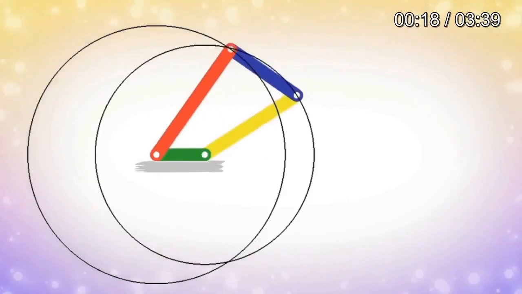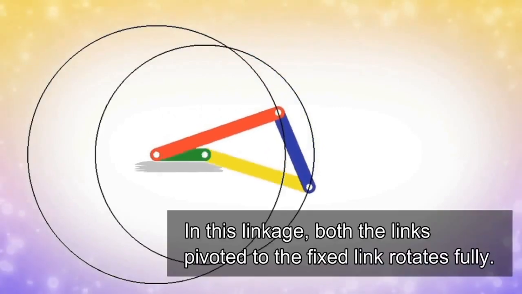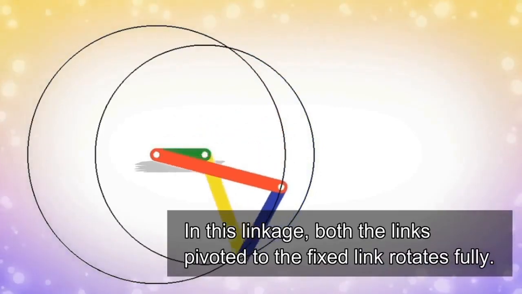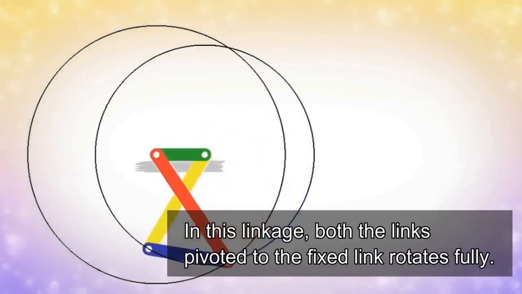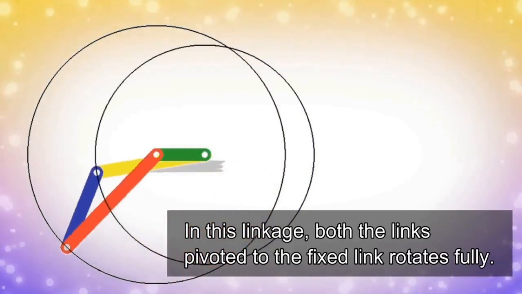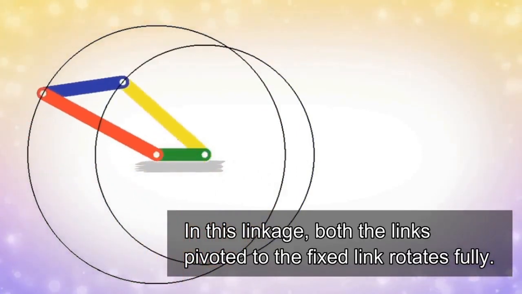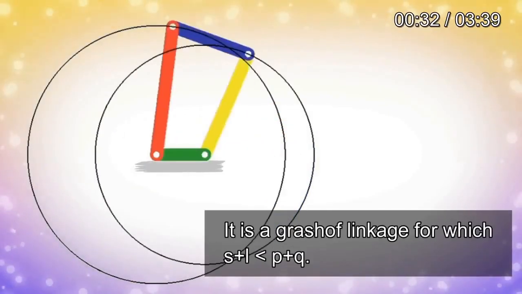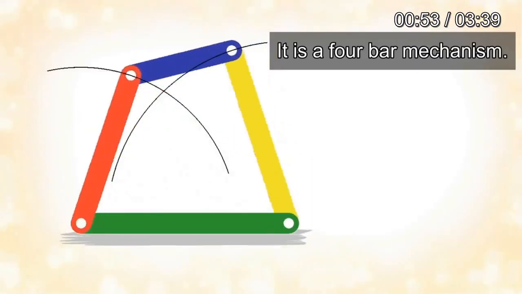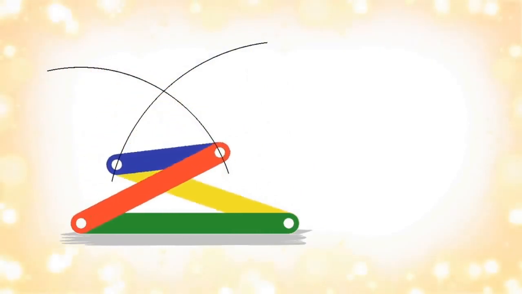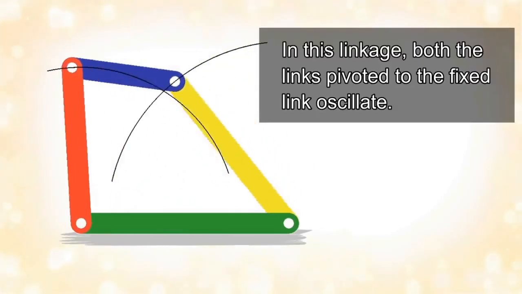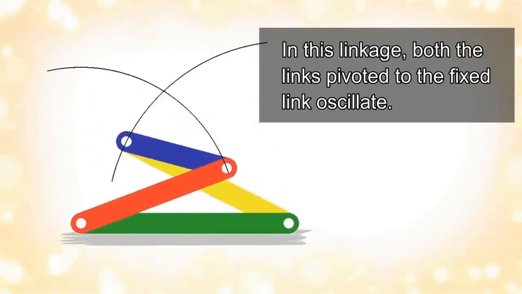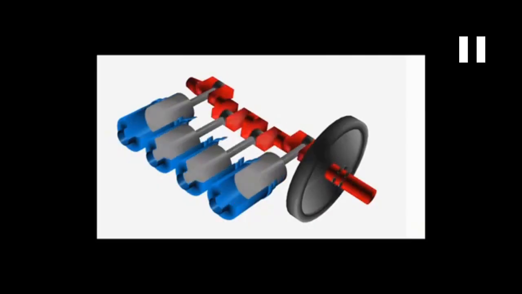This is crank rocker. Then we have double rocker mechanism. Sorry, double crank mechanism. Here you can see all, red, green, and yellow, both are rotating. In the previous one, only one is rotating, the other is oscillating. Then we have double rocker mechanism. You can see none of them are rotating. So these are three mechanisms they may ask.